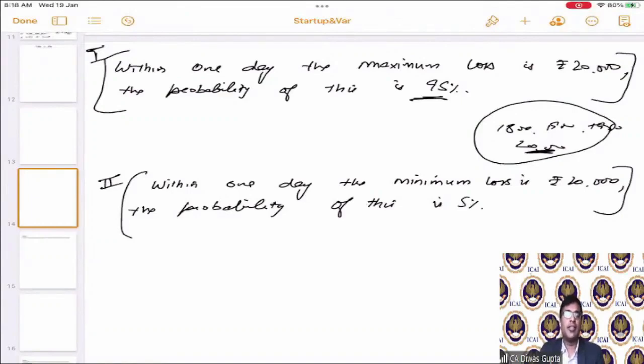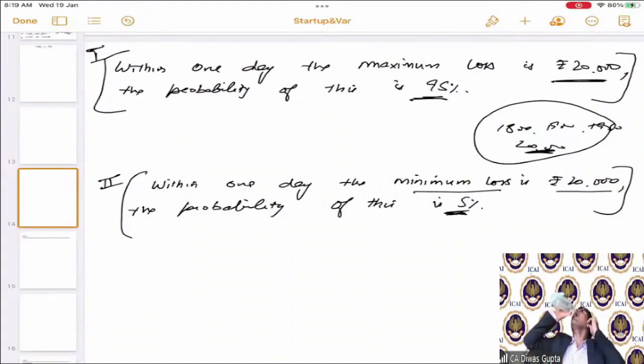So if we say that there is a level of significance which says that there is a 5% chance that your loss will be higher than 20,000. Simple. That means the minimum loss is 20,000. There is a 5% chance for that. So in 5% cases, your loss will be more than 20,000. And in 95% of the cases, your loss will be maximum 20,000 in a particular day. This is called value at risk. To arrive at this 20,000 rupees, this entire model is called value at risk. So can you say how much is the value at risk? The value at risk is 20,000 at a level of confidence of 95%.